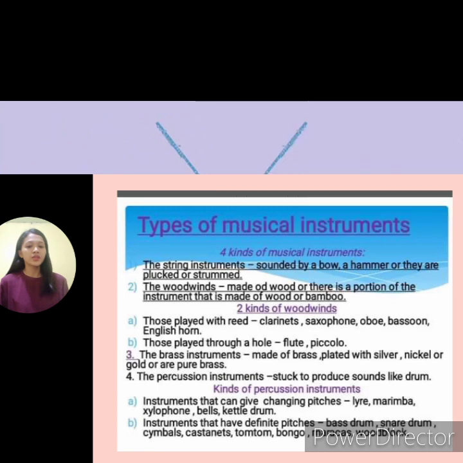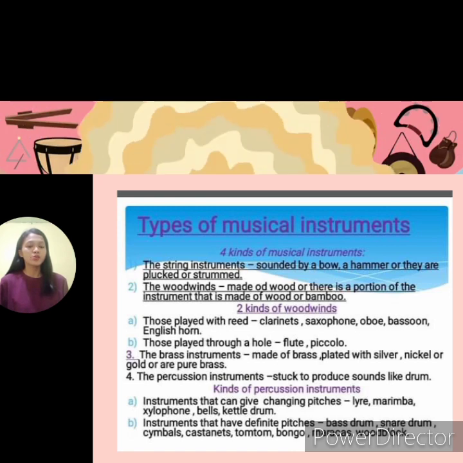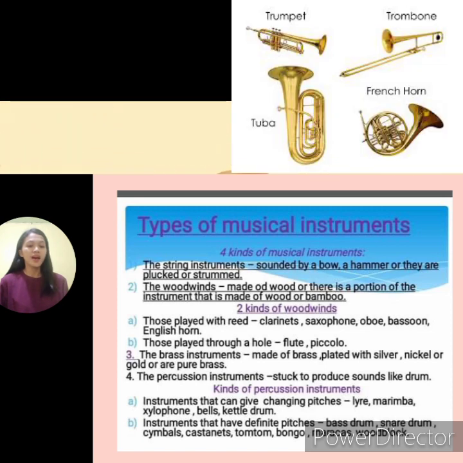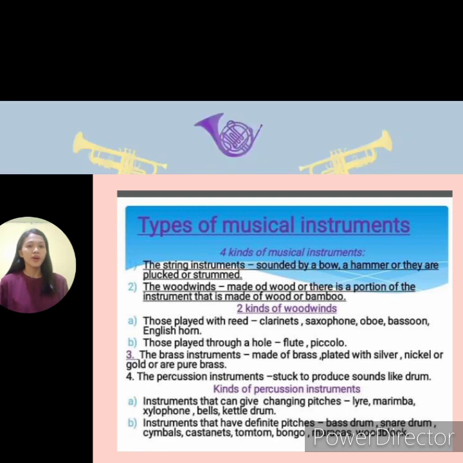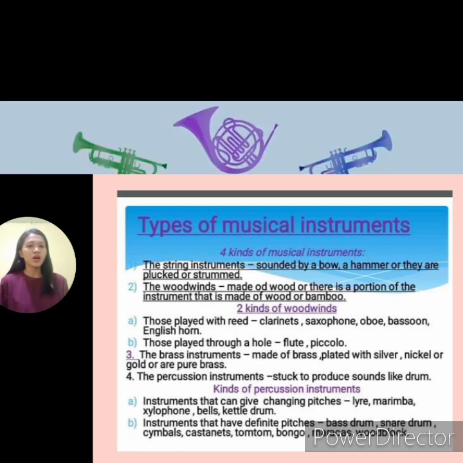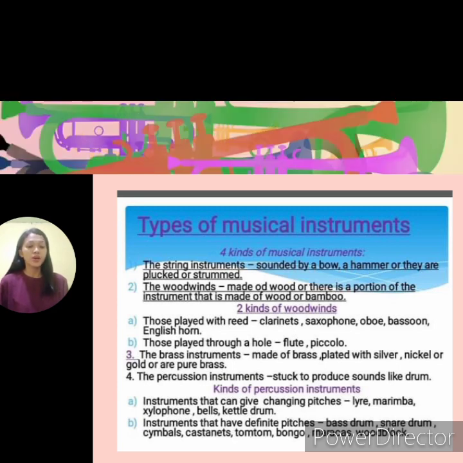Number three is the brass instrument, made of brass plated with silver, nickel, or gold, or pure brass. Brass produces sound by buzzing the lips into the mouthpiece. And the fourth is the percussion instrument, struck to produce sounds like a drum, and it produces sound by hitting, shaking, and scraping.